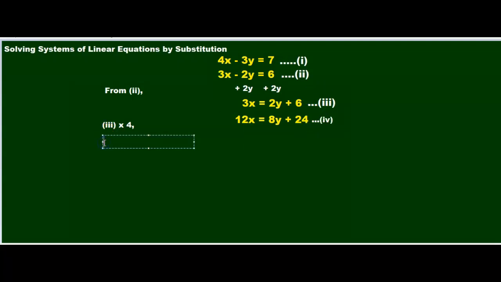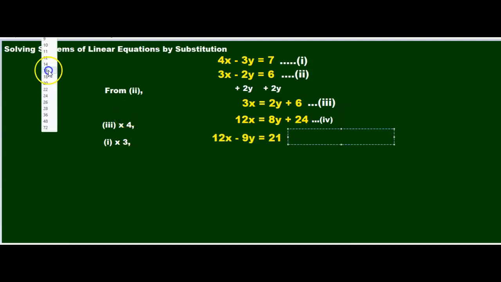Now I'm going to multiply equation 1 by 3. So I get 4 times 3 gives me 12x. Negative 3y times 3 gives me negative 9y. And 7 times 3 gives me 21. I'm going to call this equation 5.